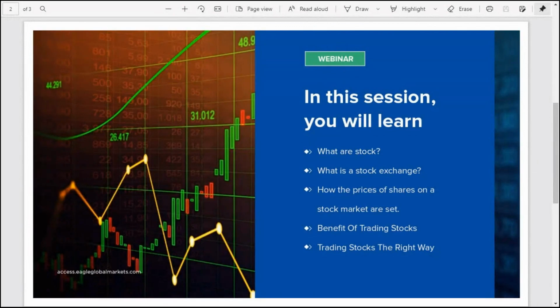What are stocks? A stock or a share, also known as company equity, is a financial instrument that represents ownership in a company or corporation and represents a proportionate claim on its assets and earnings. Now let me break that down into a very simple form.